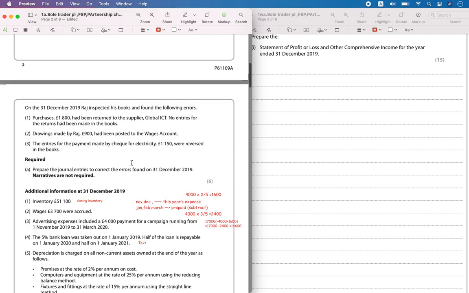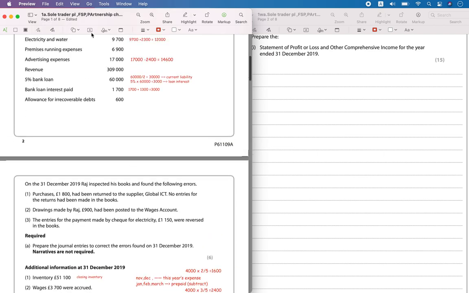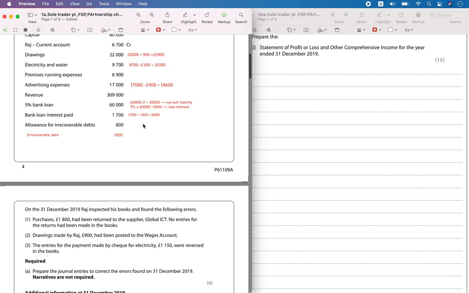And then the next is a debt of 2,500 that is considered as irrecoverable. So let's write this irrecoverable debt as an expense, which we have to include in the profit and loss statement. So irrecoverable debts, this will become an expense. It is around 2,500.